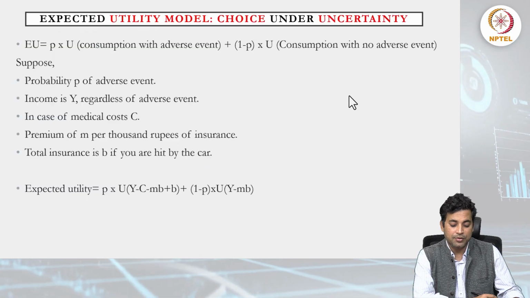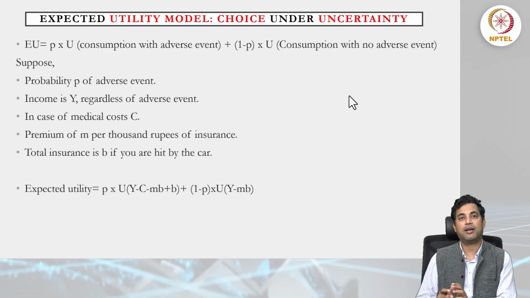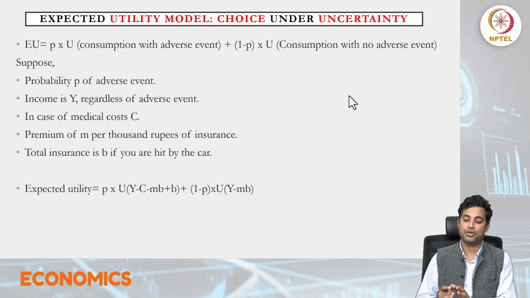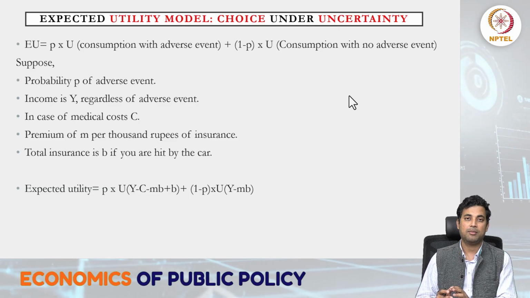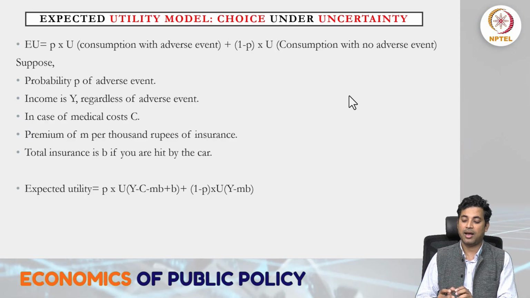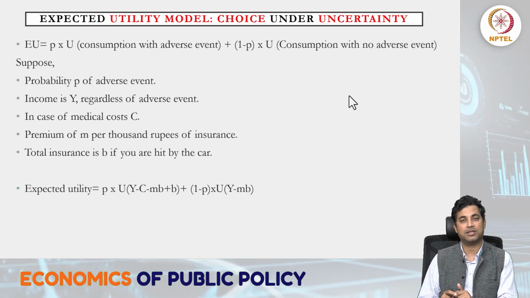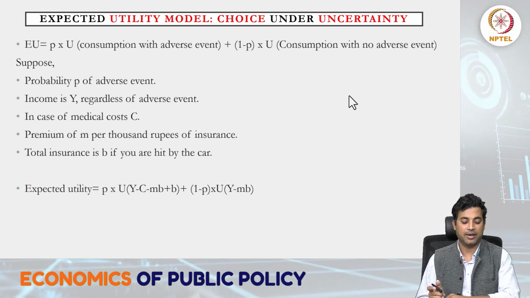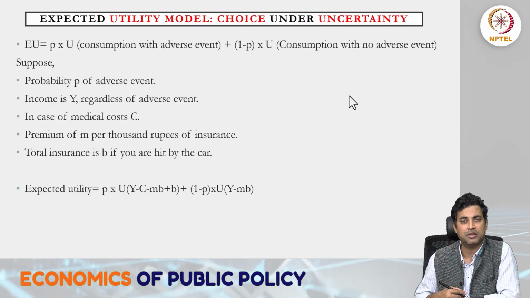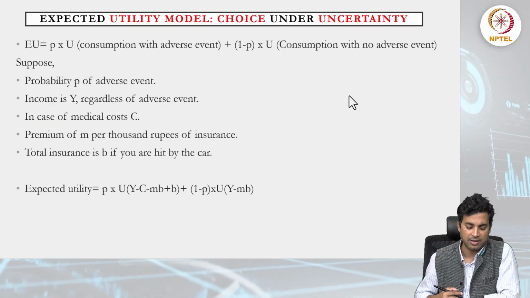So now let's move further. Now when we make it an expected utility model collectively, let's have a choice under uncertainty discussion. Here we are trying to bring the adverse event and the no adverse event together, and see how the total expected utility looks. Now suppose, the moment we talk about expected utility, it is about probability, a probability associated with the event.